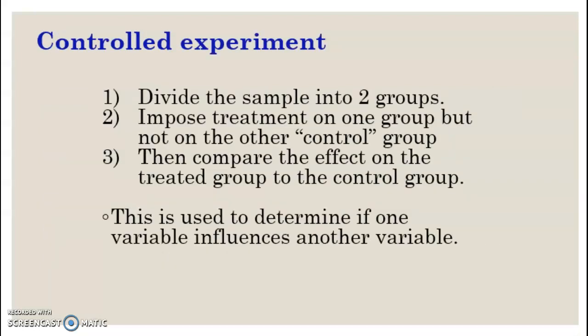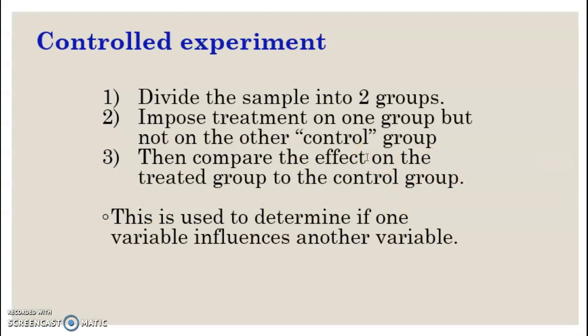Controlled experiment. You'll divide the sample into 2 groups, and you give the treatment to one group but not the other control group. Then you'll compare the effect on the treated group to the control group. This is one that is used a lot for medications, pharmaceuticals, to see if something works.